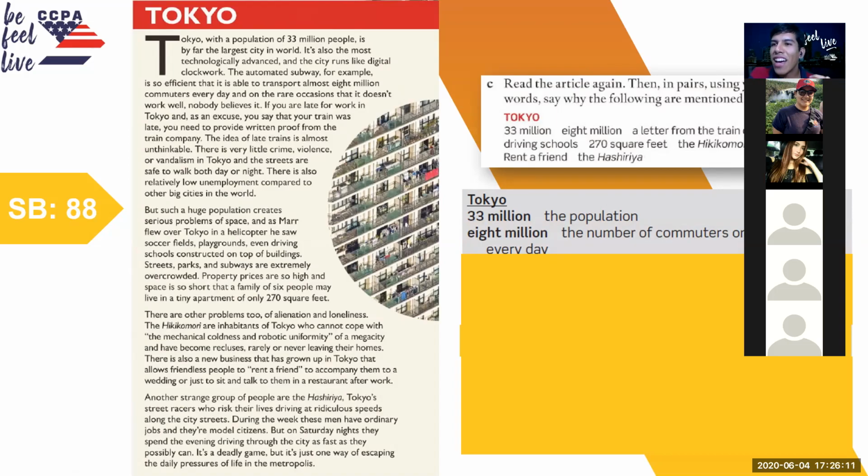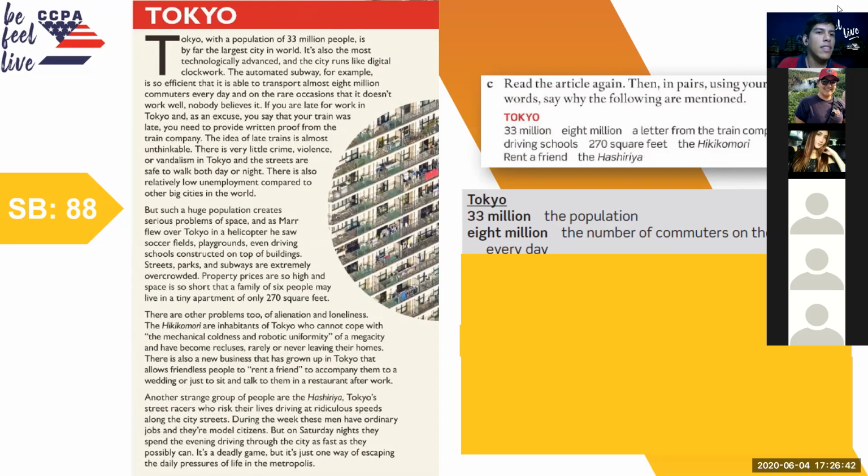Macarena, would you like to select another victim? Guadalupe, okay. So through the chat, Macarena selected Guadalupe Rolón. A letter from the train company. What is mentioned about that in the text? That if you are saying that your train is late, you need to prove that.